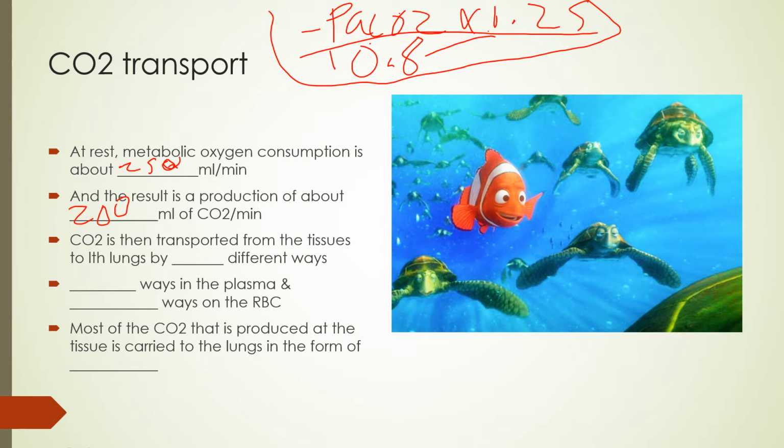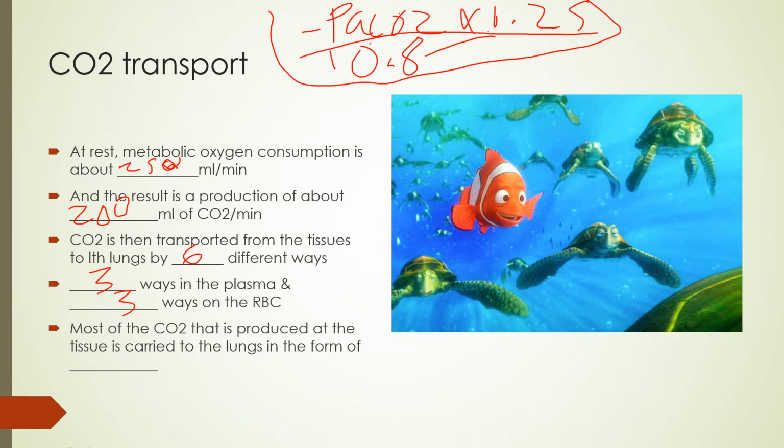So CO2 on that third point there, CO2 is transported from the tissues to the lungs. Should say the lungs. 6 different ways. I already talked about this one. You have 3 different ways that it gets transported in the plasma, and 3 different ways it gets transported on the red blood cell. So that we're less hemoglobin specific here, and we'll talk about that in a second.